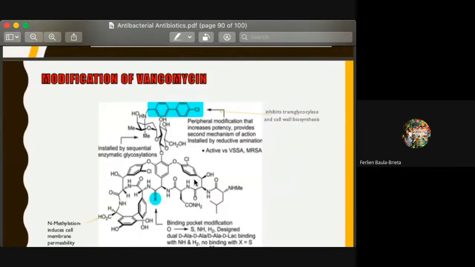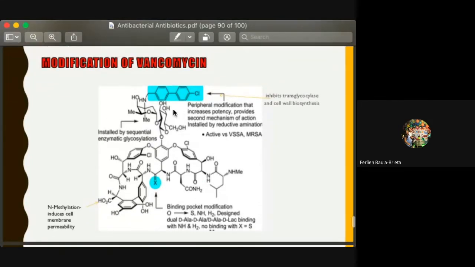So, this is the point for modification of vancomycin. Okay, so we can have peripheral modification that increases potency on this part and provides a second MOA, which is on reductive amination. Okay, this one. So if this is added, our vancomycin, aside from inhibiting the protein synthesis, it can also inhibit transglycosylase and cell wall biosynthesis. So it became stronger.